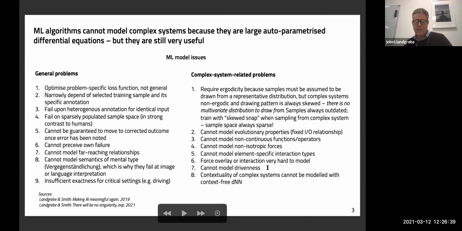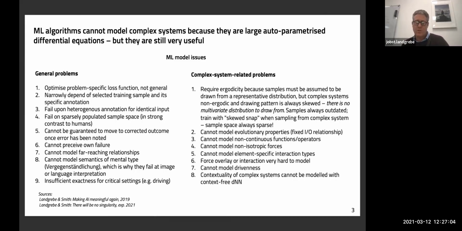You cannot model element-specific interaction types because you need basic interaction types that are universally valid. It's very hard to model force overlay. You cannot model drivenness, and you cannot model contextuality because machine learning models are context-free. They are always context-free. For them, the only context they know is the sample.